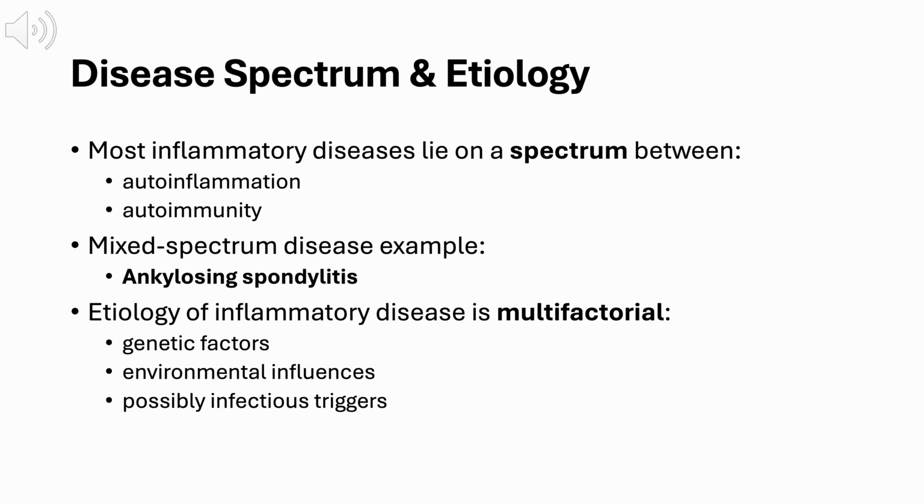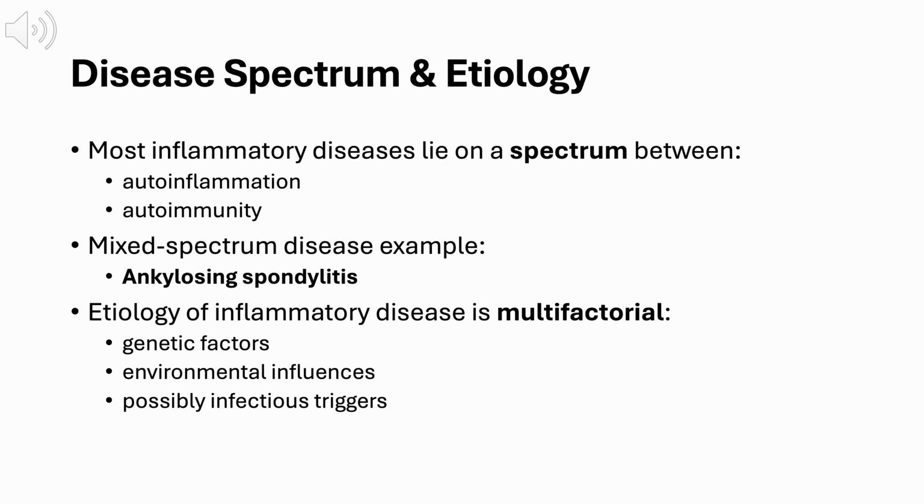Rather than representing completely separate categories, most inflammatory diseases lie somewhere along a spectrum between autoinflammation and autoimmunity. Some conditions are driven predominantly by innate immune dysregulation, while others are more dependent on antigen-specific B and T cell responses. Many involve meaningful contributions from both. Ankylosing spondylitis is an example of a mixed spectrum disease, combining strong innate inflammatory pathways with adaptive immune features.